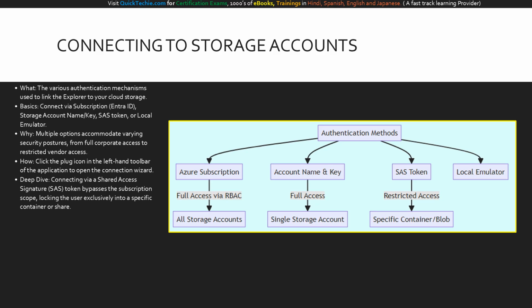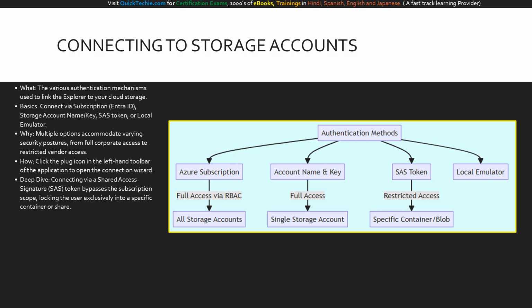Now for a deep dive on security. Attaching via a shared access signature, or SAS token, is highly recommended for least privilege access. When you attach a service with a SAS token, you bypass the overarching subscription scope and restrict the user entirely to a specific container or file share, ensuring they cannot browse other sensitive data within the storage account. Let's examine this hierarchy tree to understand the impact of different authentication methods within Storage Explorer.